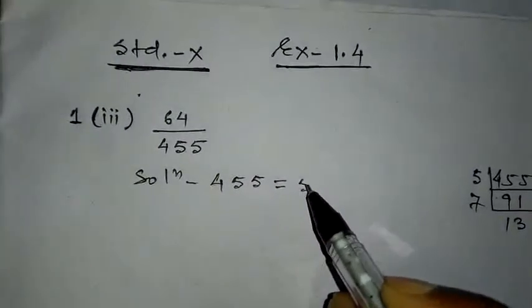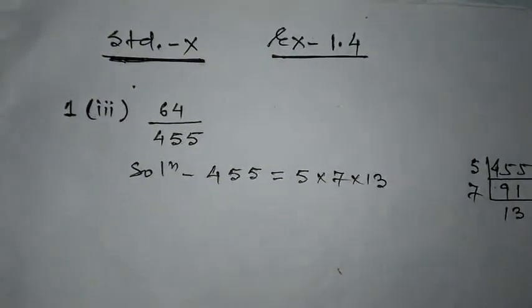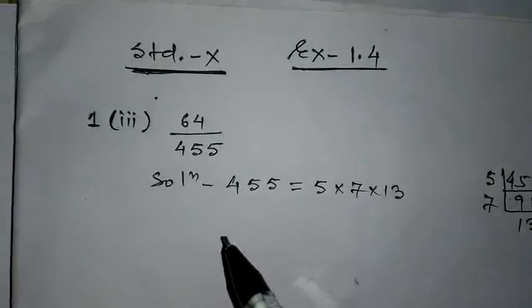455: 5 into 91, then 7 into 13 is 91. So you can write 455 is equal to 5 into 7 into 13.